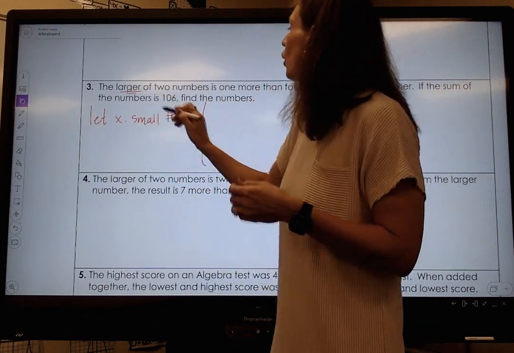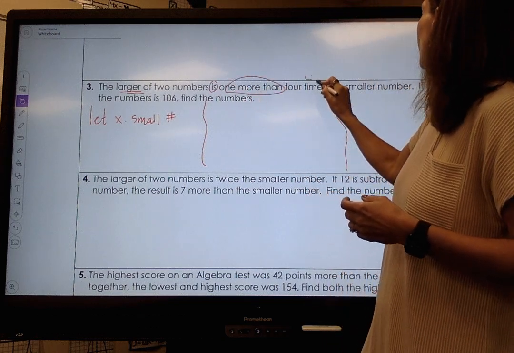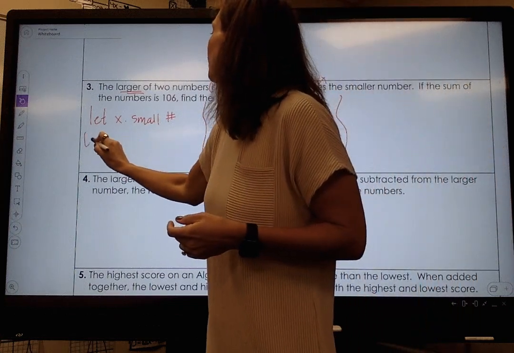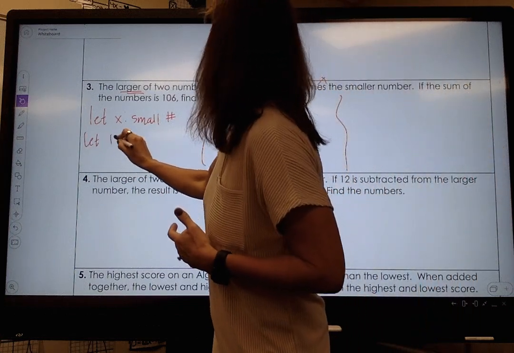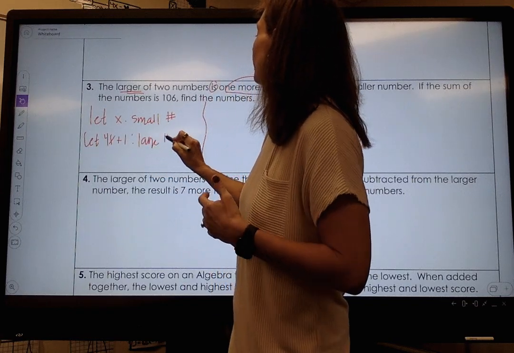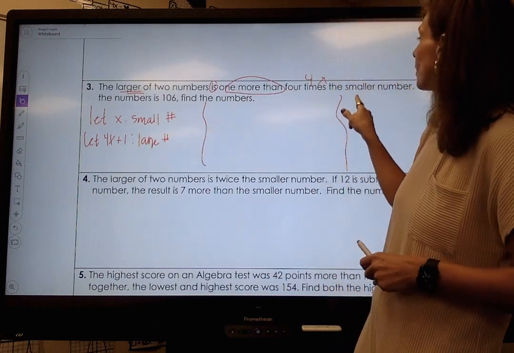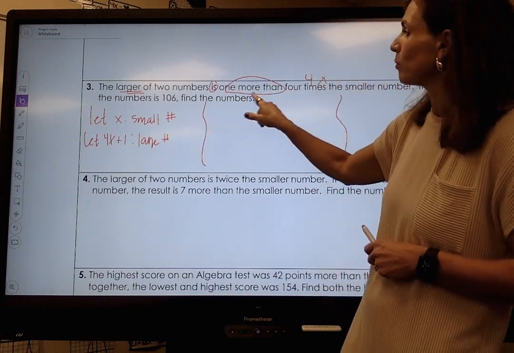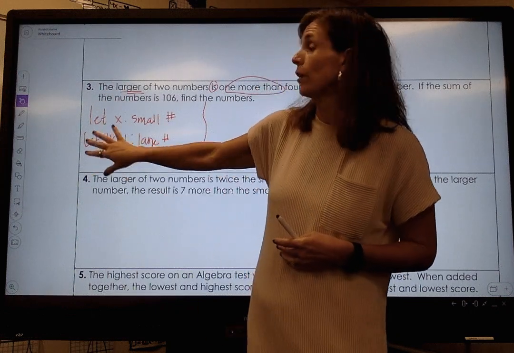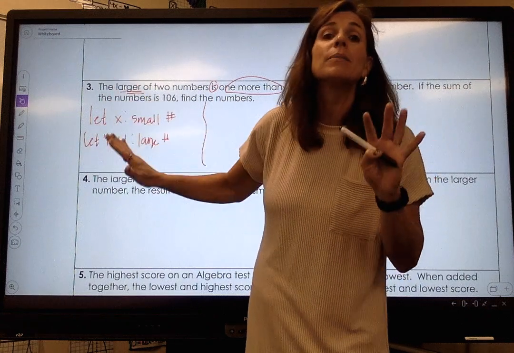Now it says the larger is 1 more than 4 times the smaller. So 1 more is 1 plus. So I'm going to let 4x plus 1 be the large number. And I'm going to go back and look at that because it says the large number is 1 more than 4 times the smaller. 4 times the smaller is 4x, 1 more is plus 1. So I've identified my large number and my small number over here. Once this is set, it does not change. Okay, you've identified it, let's move on.